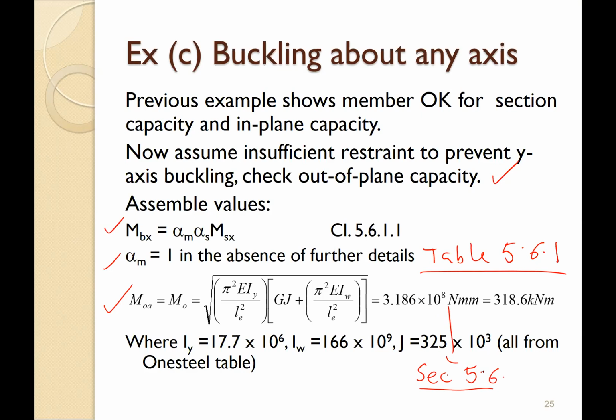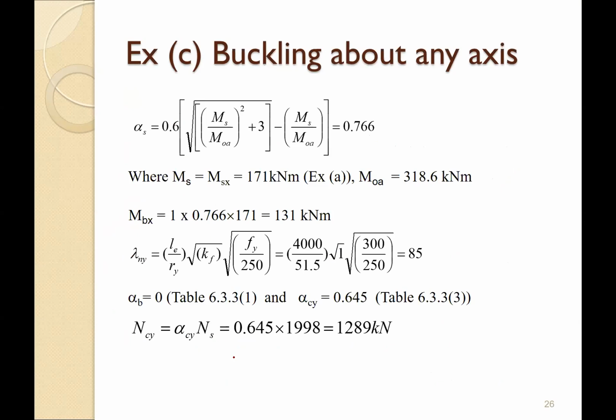So you calculate this MOA or MO, the reference buckling moment, with IY, IW, that's a warping constant, and J, which is the polar moment of inertia. You already know J, right? IX plus IY, we all get it from one steel table. So you don't have to calculate them unless you have a built-up section. Then you have to calculate all of them. So then you calculate alpha S, which is your slenderness ratio, or not the slenderness factor.